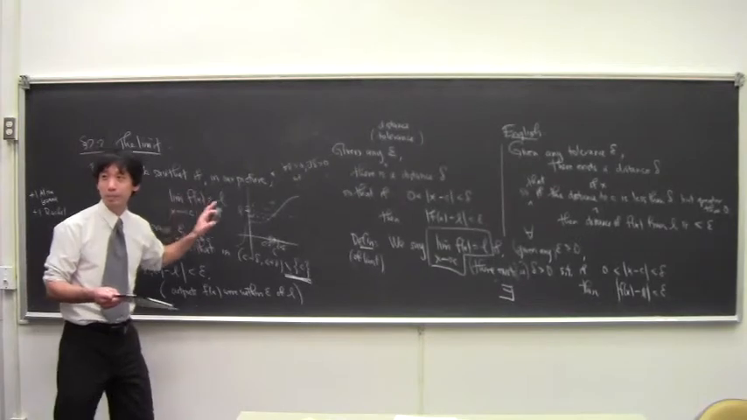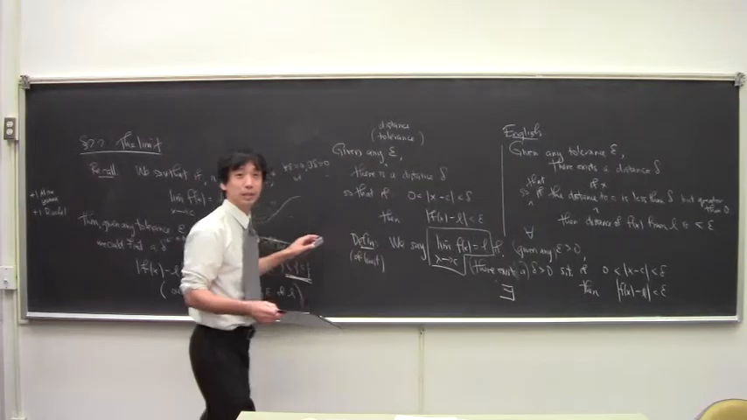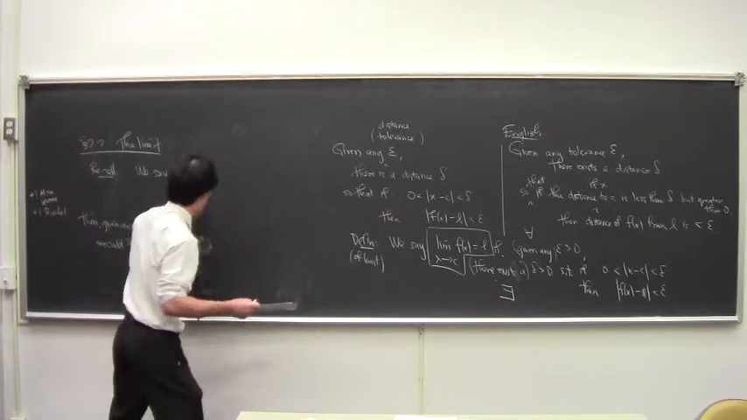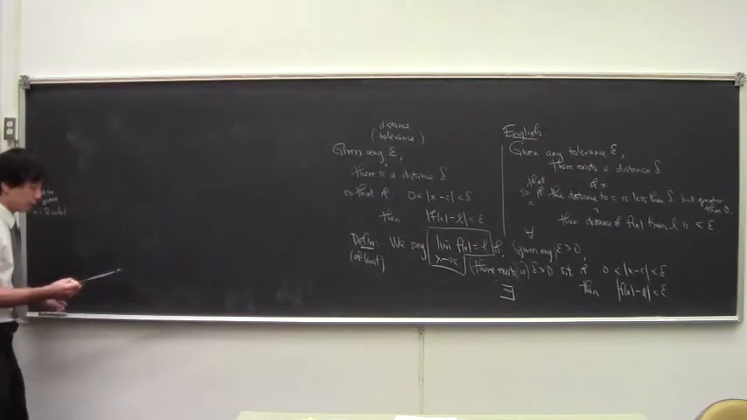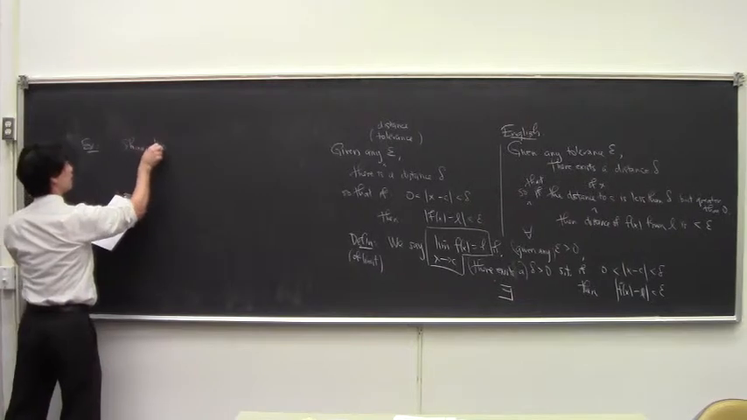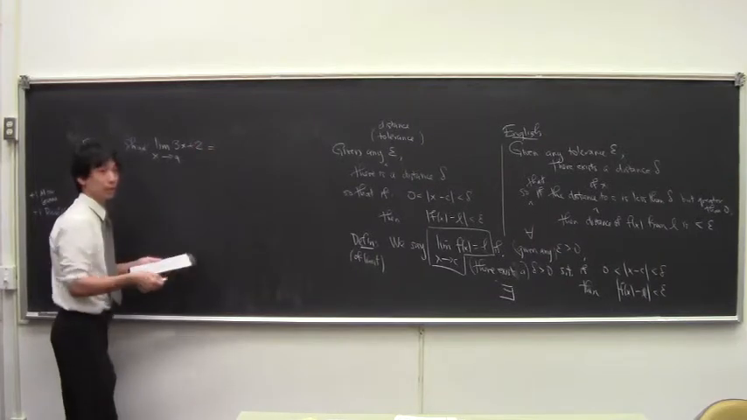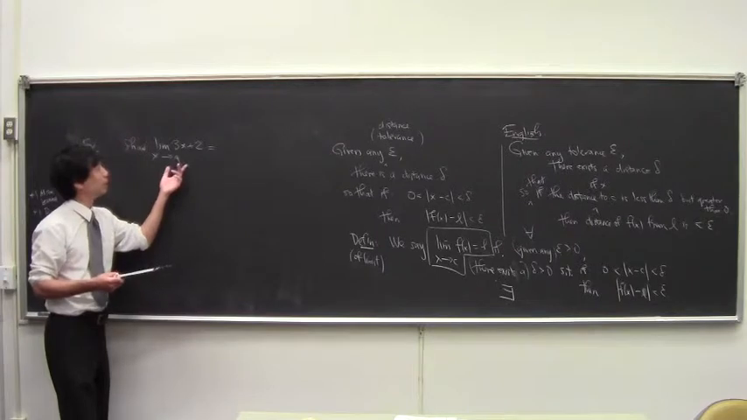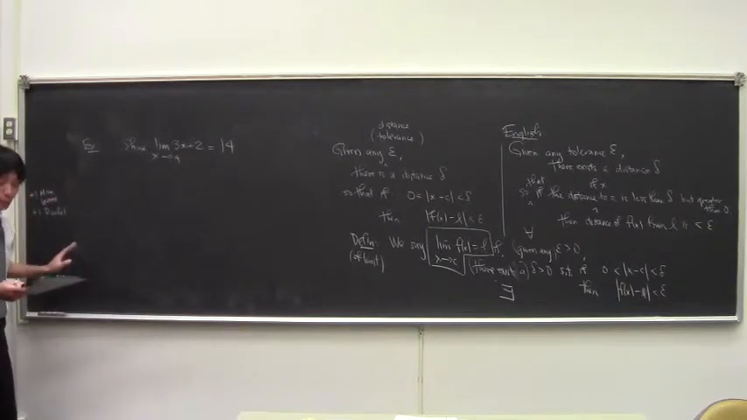I hope you're all getting some sense of why we take this to be the definition. Let me show you how you use it, and this will be the example that I promised. So here's the example. Somebody says, show that the limit of 3x plus 2 as x approaches 4 is, well, you know what it is. What will it be? 14, right? So let's show that actually is true.